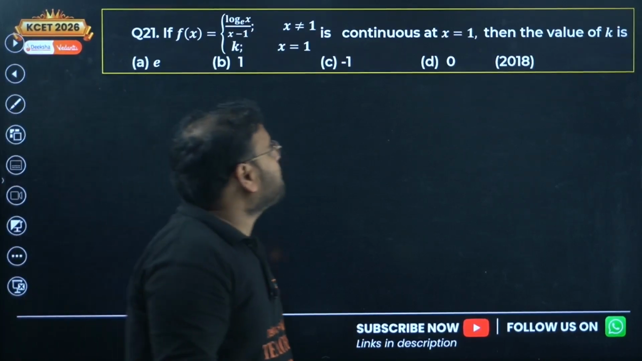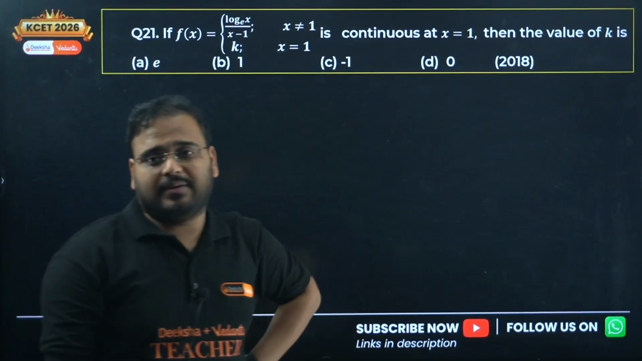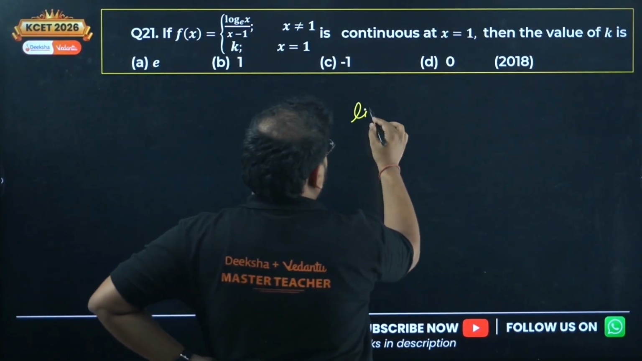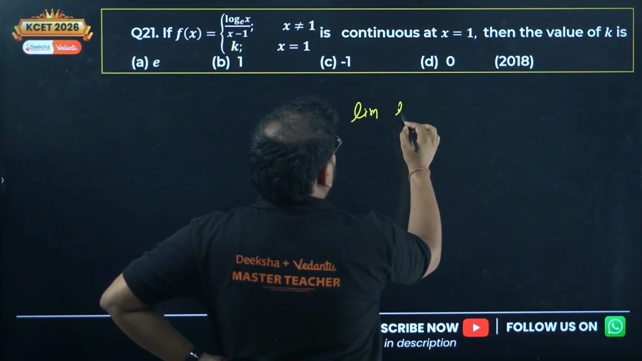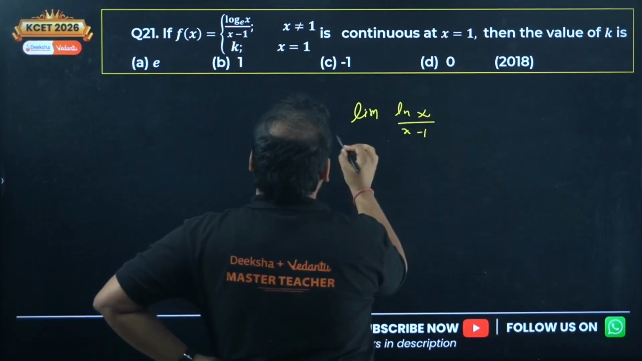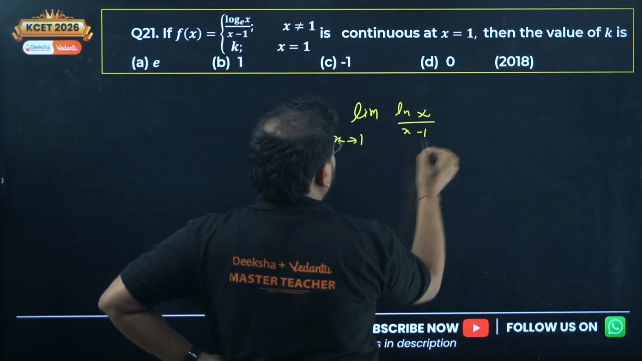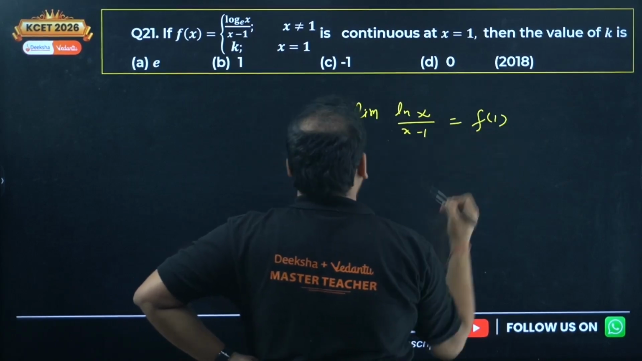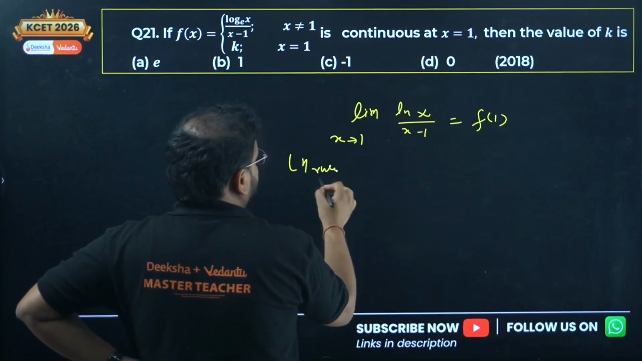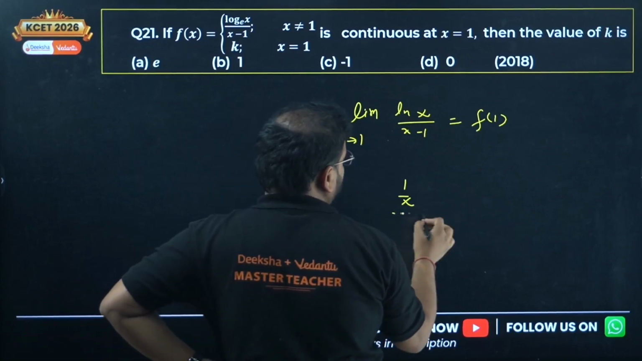Continuous, they have given, find the value of k. Definition of continuity. Differentiate, apply the L'Hospital rule. We have ln x, log with the base e. Limit x tends to 1 equals f of 1. You'll get 1 by x upon 1.